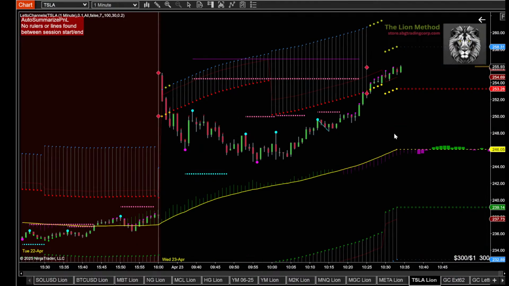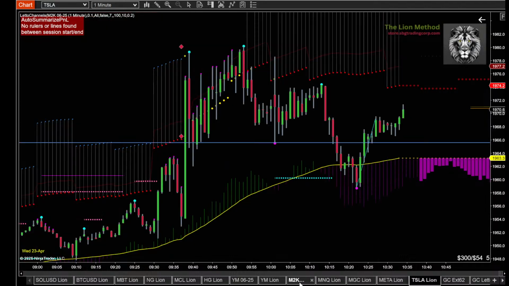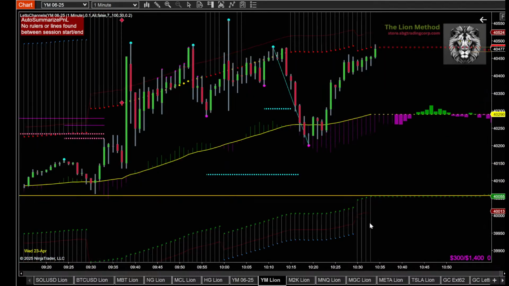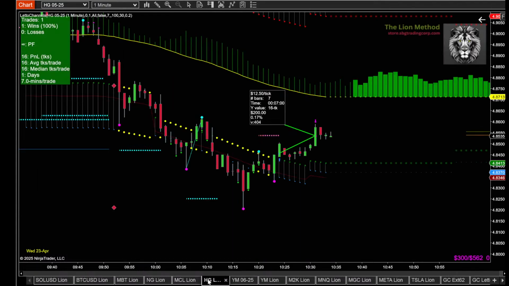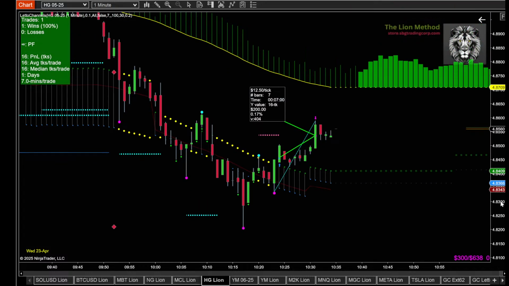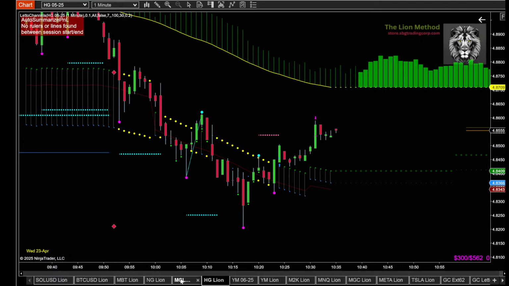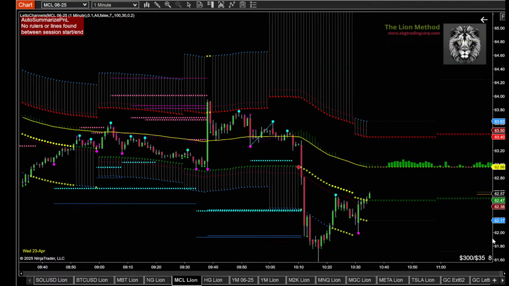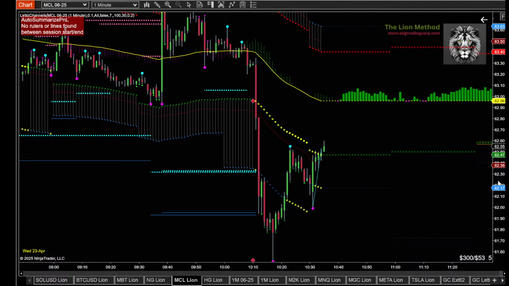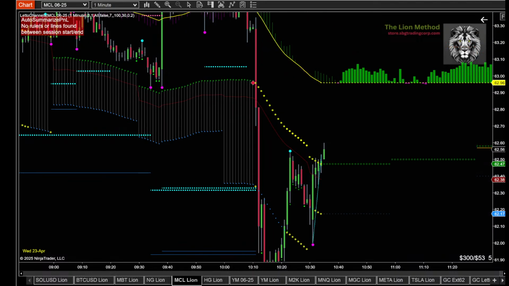All right, guys, it's 10:30. We made some money. Elon got us for a couple bucks. Elon. It's a weird name. Copper. Nailed it. $200 move in copper. What was I at? Oh, crude. Crude we're long, guys. All right.